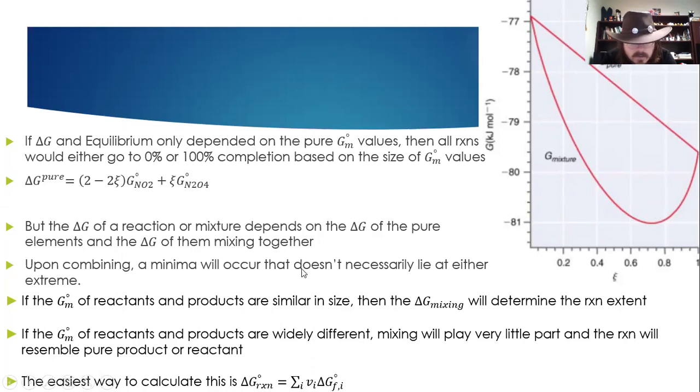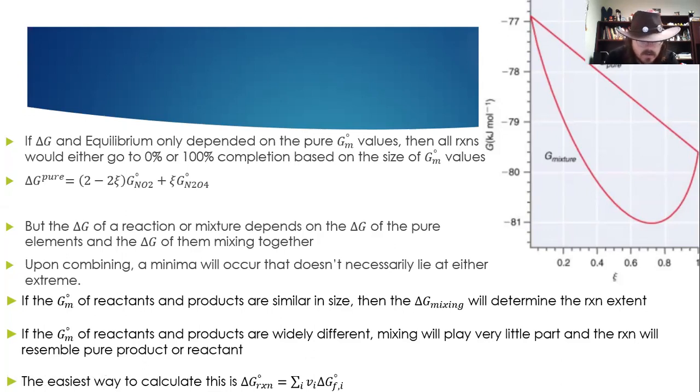So in the case of Gibbs M, if the reactants and products are similar in size, then the delta G mixing will largely determine the reaction's extent. So if products and reactants have similar delta Gs, then the mixing will have a large impact. But if delta G of reactants and products are widely different in size, then mixing will play very little part. The reaction will actually resemble a pure product or pure reactant.